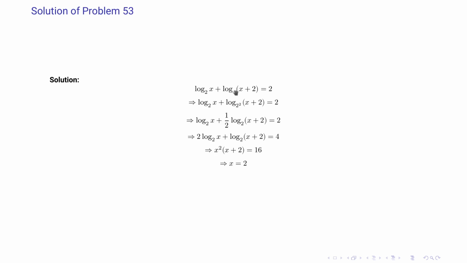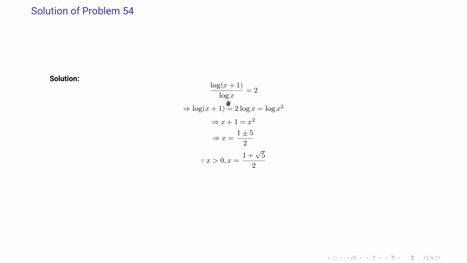Problem 53 says solve log of x with base 2 plus log of x plus 2 with base 4 is equal to 2. In this case, we write 4 as 2 squared, so when it comes out, it becomes half. Then we take LCM, we get 2 log of x with base 2 plus log of x plus 2 with base 2, and we multiply 2 with the right hand side, we get 4. So then we bring 2 inside, we get log of x squared with base 2 plus log of x plus 2 with base 2. So x squared into x plus 2 is equal to 16, which means x is equal to 2.